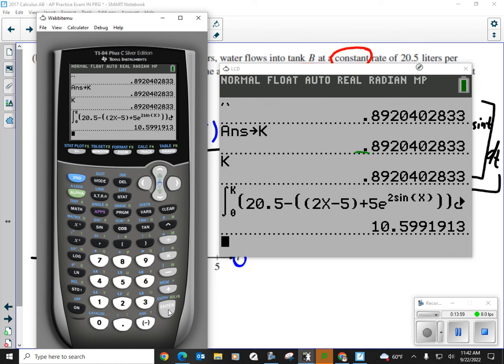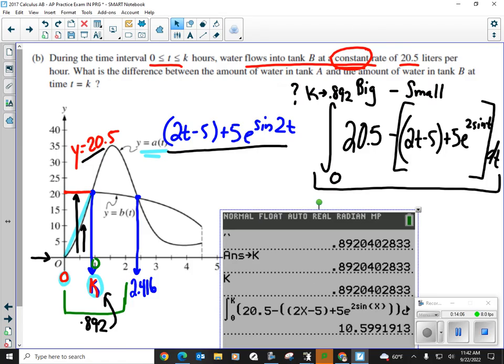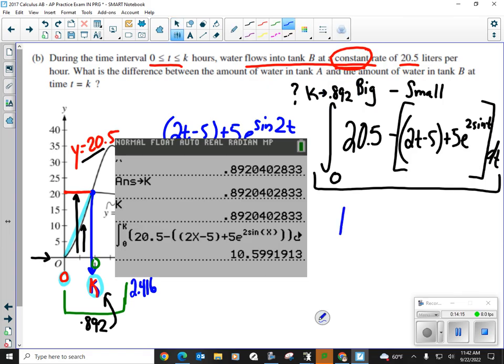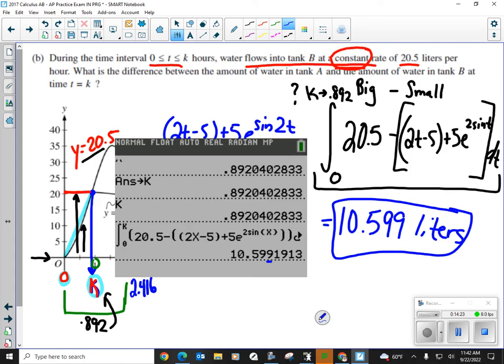The difference in liters between A and B from time 0 to time 8.892 is 10.599 liters. Again, that's a 9. It'll stay a 9 because the number after it is less than 5. So 10.599.